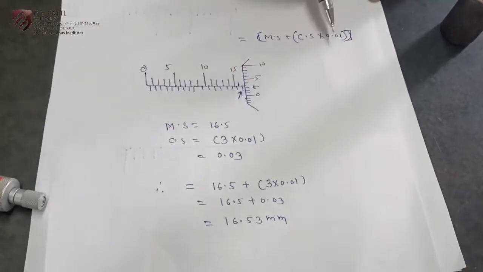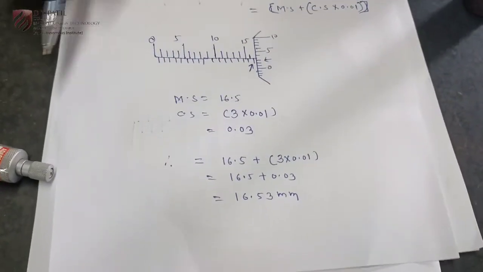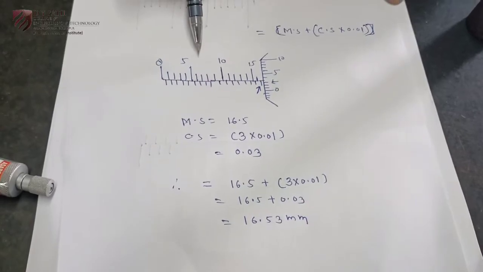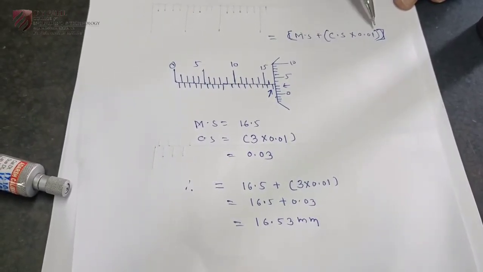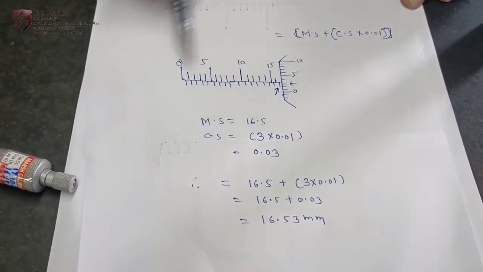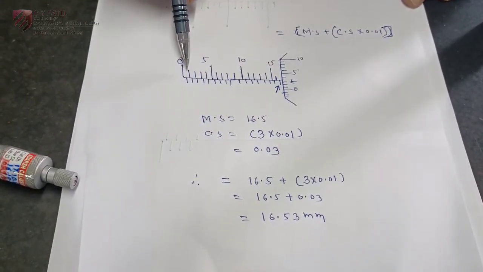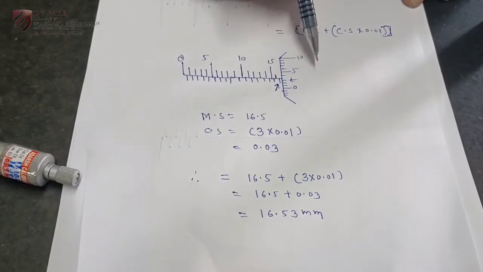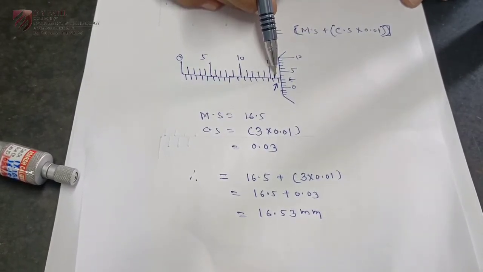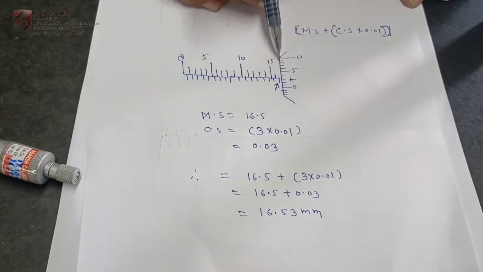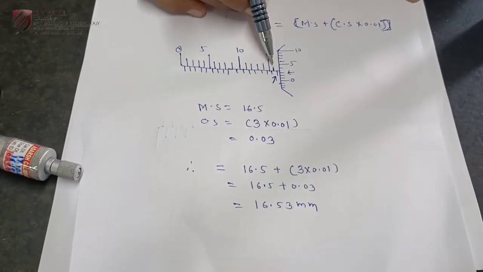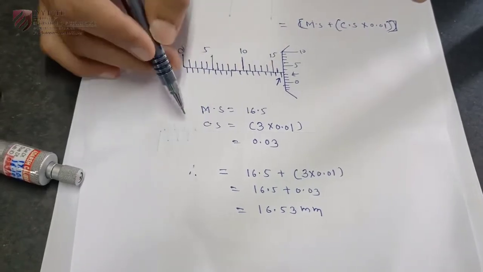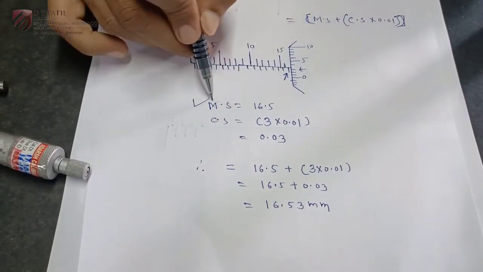So just for better understanding, I have shown the reading on the micrometer on this page. To read a micrometer, first read the main scale plus circular scale into least count. This is the sketch of that micrometer reading. The main scale reading was 16.5, that means division 16.5 has been crossed by the end of the thimble. So this is 0, 5, 10, 15, 15.5, 16 and 16.5. That's why the main scale reading is 16.5 over here.